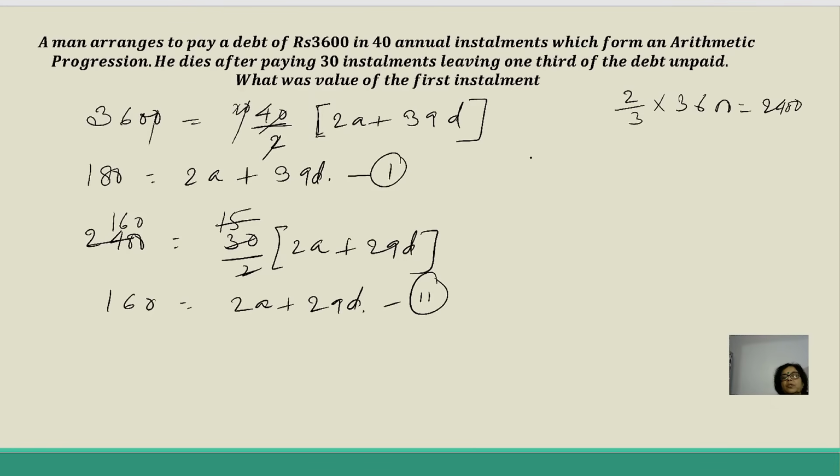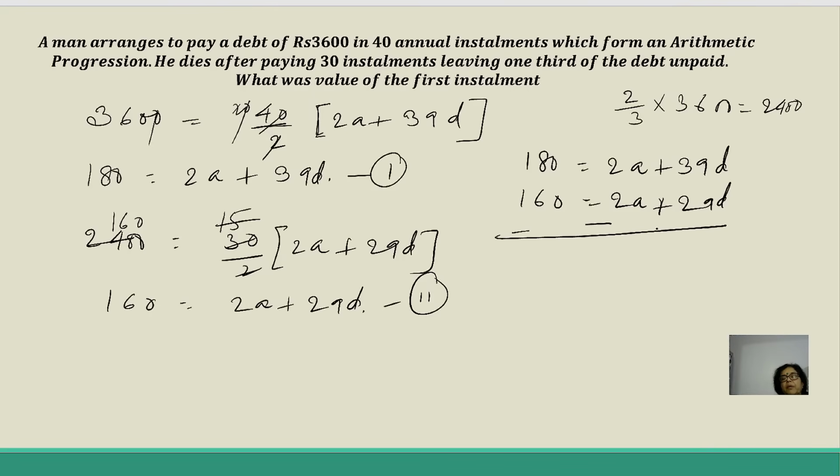With the help of these two, 180 is equal to 2a plus 39d, and 160 is equal to 2a plus 29d. After solving these two equations by any method that suits you, we get here by using elimination method, 20 is equal to 10d. So d is equal to 2.